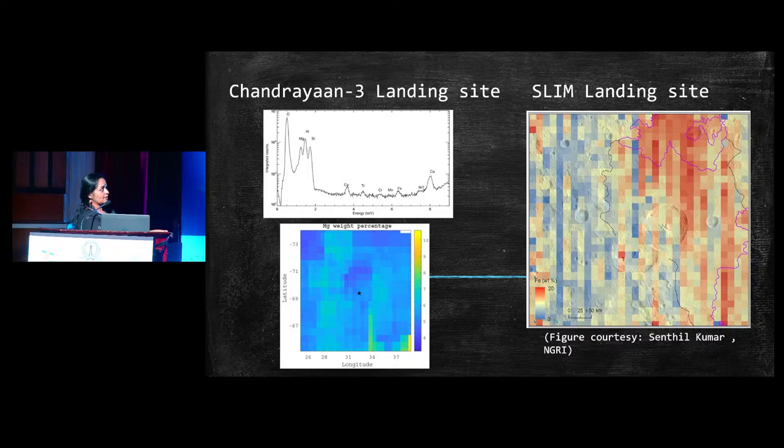Whereas what I have here is the SLIM landing site, where the Japanese mission SLIM recently landed, and you see it's a very heterogeneous site. Some interesting signs over there.